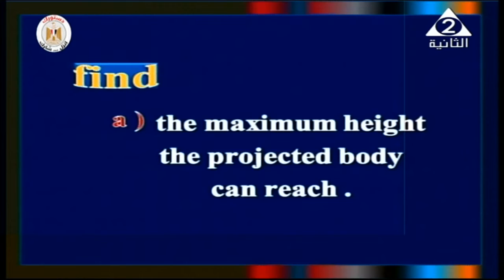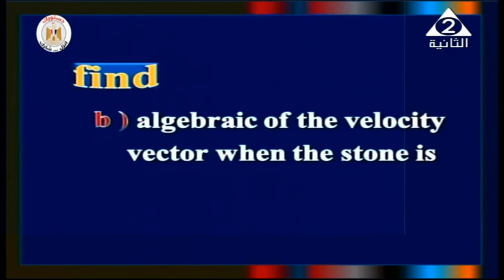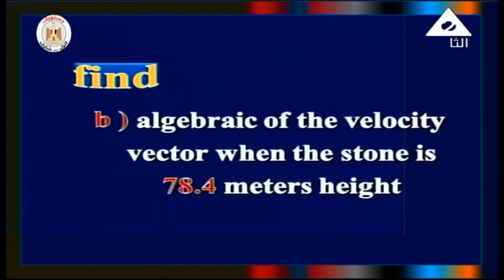Number A, find the maximum height the projected body can reach. Number B, find the algebraic value of the velocity vector when the stone is at 78.4 meters height.